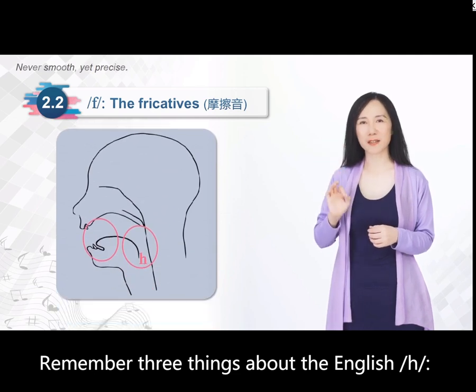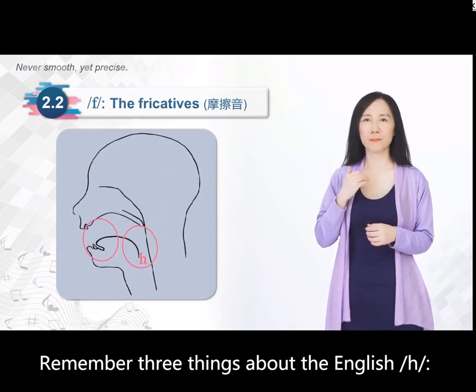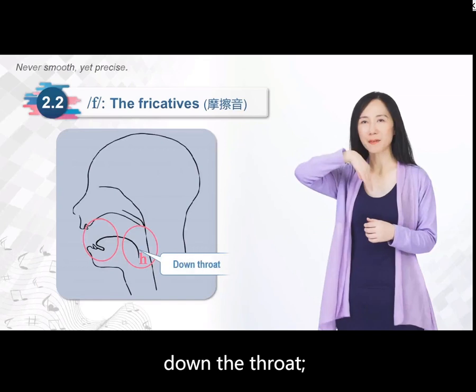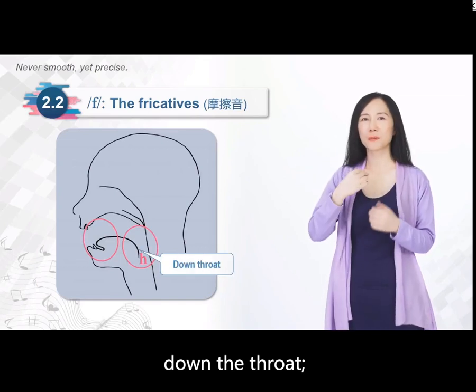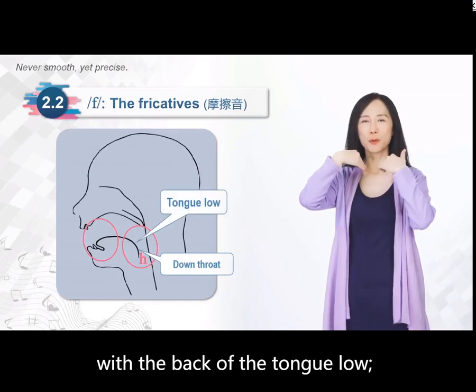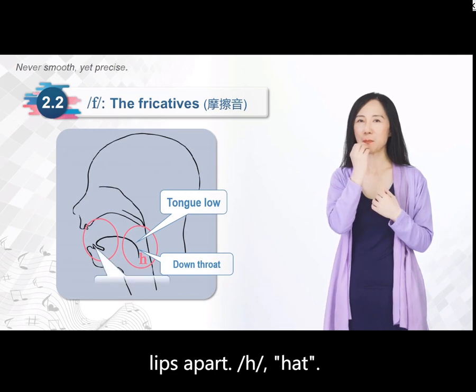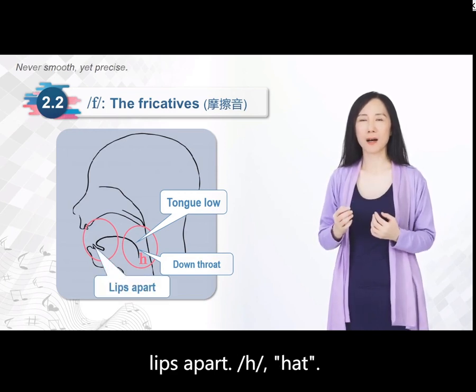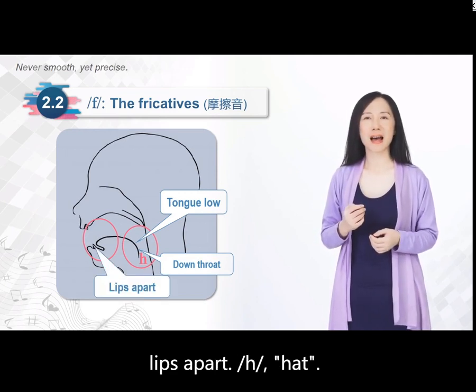Remember 3 things about the English h. Down the throat, with the back of the tongue low, lips apart, hat.